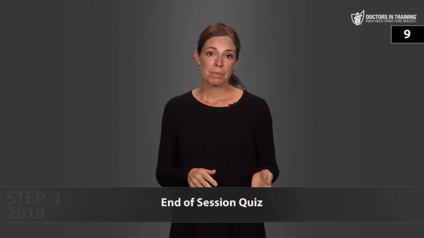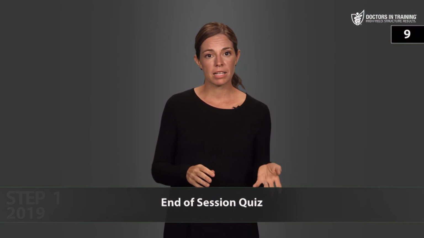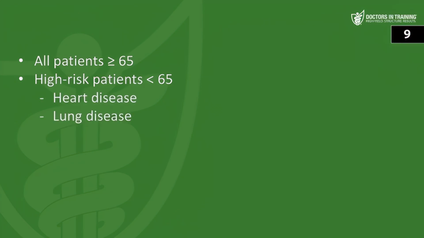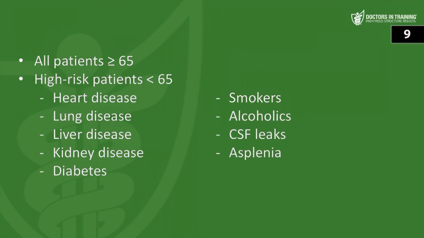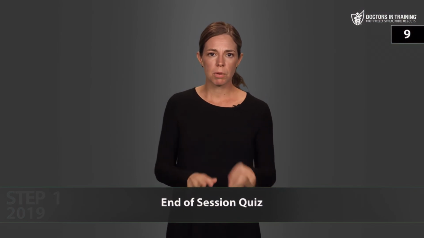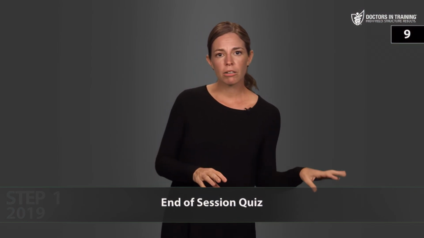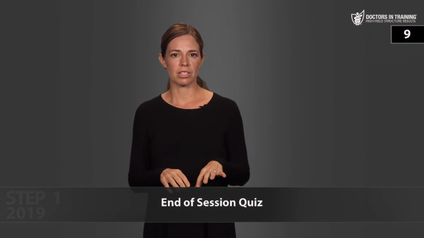Next, which adult patient population should receive the pneumococcal vaccine PPSV23? So this is all patients over 65, plus patients younger than 65 if they're members of certain high-risk groups, such as patients with chronic heart, lung, liver, or kidney disease, patients with diabetes, smokers, alcoholics, patients with CSF leaks, patients with asplenia, including sickle cell patients, and then immunocompromised patients, including those with HIV or congenital immunodeficiency state or leukemia or lymphoma. So again, don't memorize the list, but be familiar with the general idea. Everybody over 65 plus chronically ill people under 65.